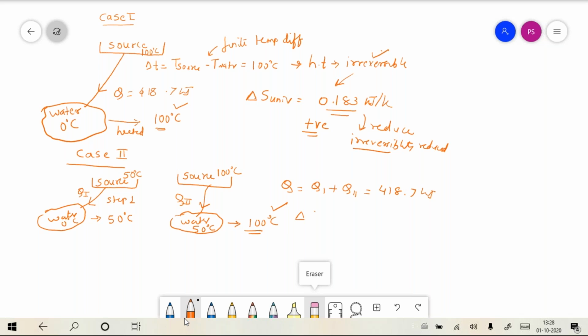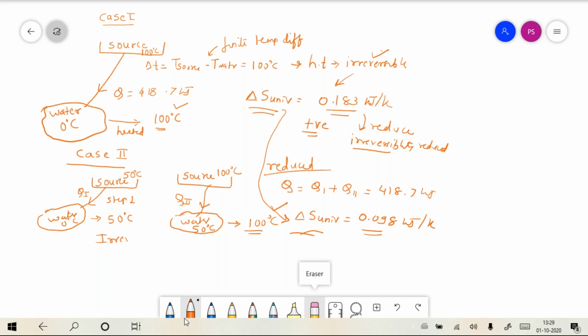So if you see our calculations, you'll find the entropy change of the universe in case 2. Initially it was 0.18, and in case 2 you have got the value as 0.09. So you look at these values. If you compare the entropy change in case 1 and case 2, you would find that this entropy change of the universe has now been reduced. And why has this reduced? This has been reduced because irreversibility has been reduced. So the irreversible heat transfer has been reduced in case 2.